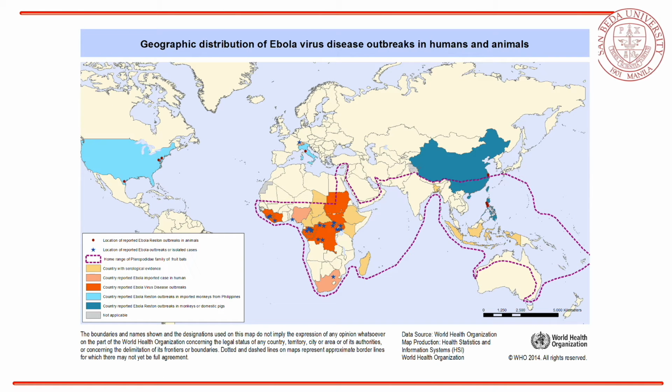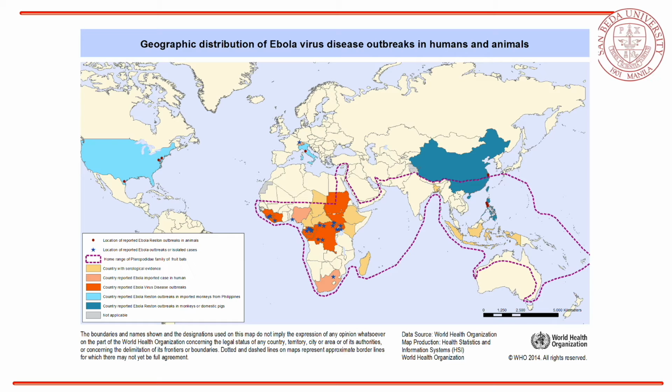Now, this figure is a map released by the WHO showing the geographic distribution of Ebola virus disease, or EVD, in humans and animals. Now, fruit bats of the family Pteropodidae have been suspected as reservoirs of the Ebola virus. Now, the area surrounded by the broken line borders represent the home range of these fruit bats. Now, at present, the only evidence associating them with EVD is the presence of seropositive individuals in 8 species and PCR positive individuals in 3 species.